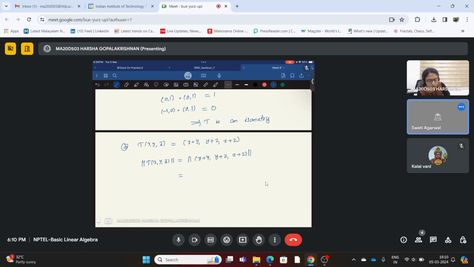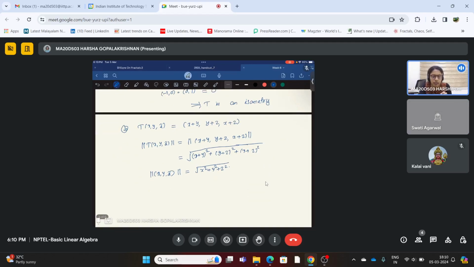Like the square root of the squares of all the... Yeah, square root of x square plus y square plus z square. Now, will it be equal to norm of xyz? What is norm of xyz? It is square root of x square plus y square plus z square. Okay, now are norm of T(xyz) and norm of xyz the same? No, need not be. For some particular cases it can be, but in every case we actually need this condition for all xyz.